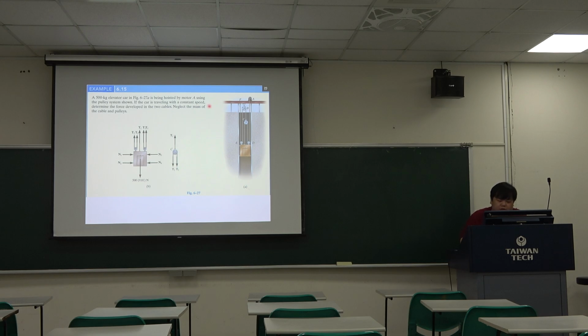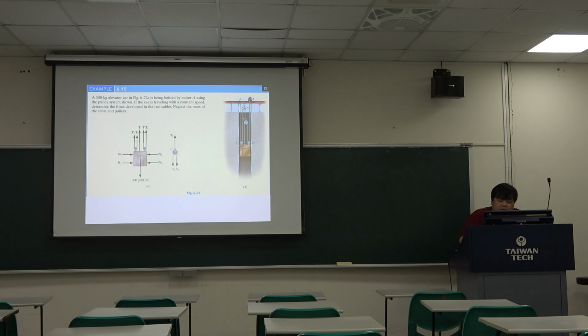Okay, so we need to assume this speed is constant. Then we can calculate the static part. So I think we will do the free body diagram first. So we have the one member here, and we have these two pulleys. Then because we want to determine the force developed in the two cables, we need to find the two cables and where they are.